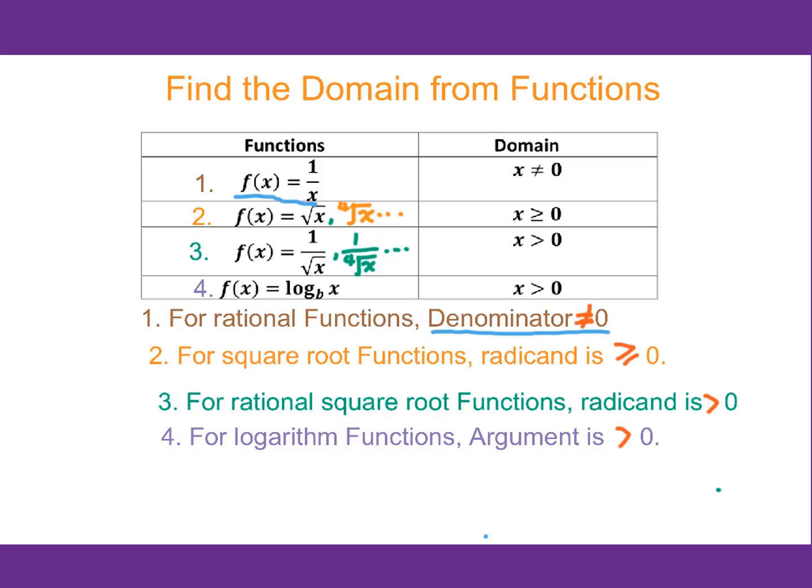Radicand means the elements in the square root. For rational square root functions, the radicand is greater than 0. For logarithm functions, the argument is greater than 0. This x is called the argument or power.